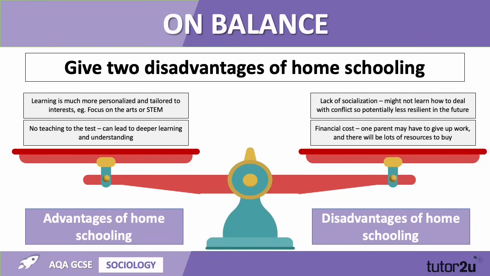Okay, so remember, the point of the on-balance activity is to ensure that when you are discussing two sides of something, you are presenting a balanced case. So here we have got lots of advantages of homeschooling. We've also talked about the disadvantages. It's a really good method when you are evaluating something in sociology.